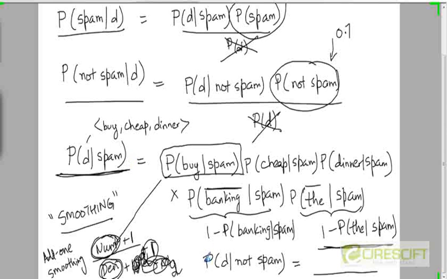And you will see which of the two values is larger. If this is larger, we'll say that D belongs to the spam class. If this one is larger, we'll say that D belongs to the not spam class. So this is the worked out example. Any questions about this?